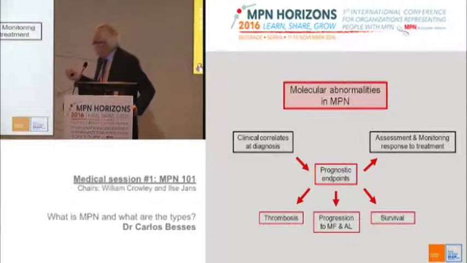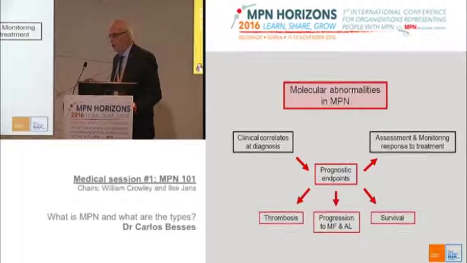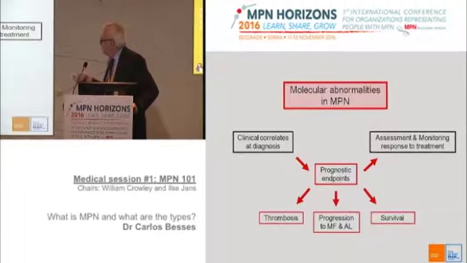Dr. Mesa has also mentioned the role of molecular abnormalities. I would like only to say that molecular abnormalities allow us to establish clinically correlated diagnoses. They are useful for prognostic endpoints, for thrombosis, for progression to myelofibrosis and acute leukemia, and even for survival, especially in the case of PMF. And of course, in the setting of bone marrow transplantation, assessing and monitoring the response to treatment.